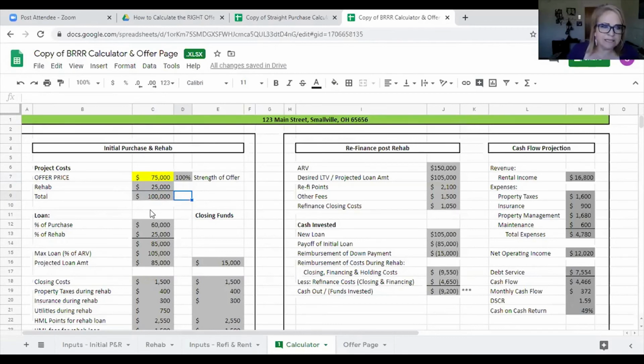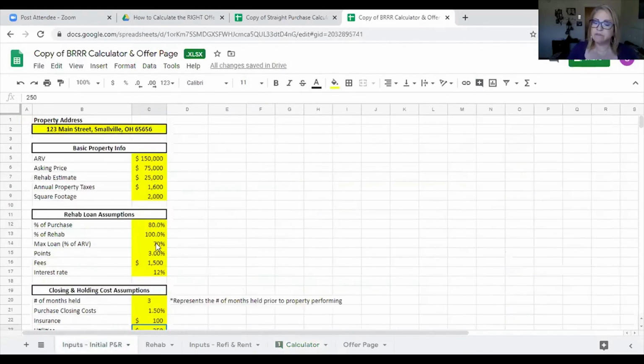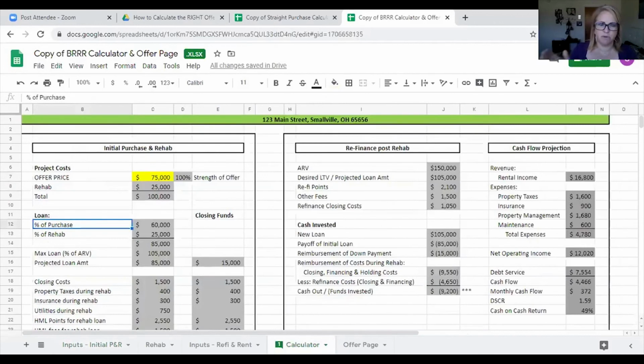So here's our loan. The percentage of purchase was 80%, if you remember from here, that was the assumption we're using. So this is just pulling that in. I would take 75,000 times 0.8, and that would give me 60,000. And then of course we're funding 100% of the rehab, which is 25,000 here. So our total is 85,000. That would be our total loan amount.